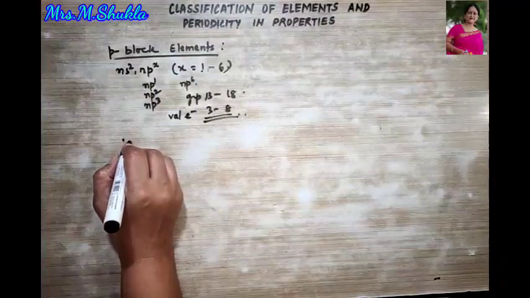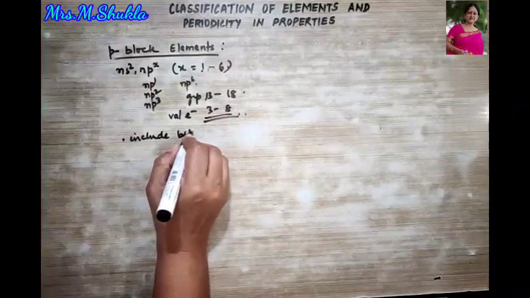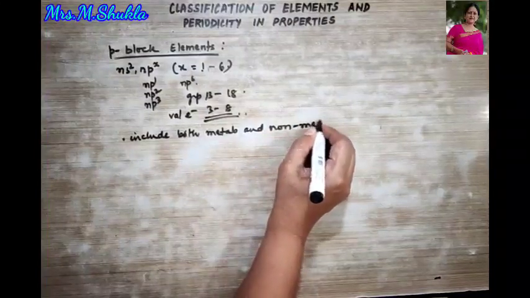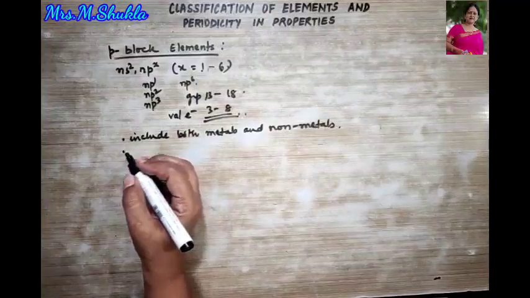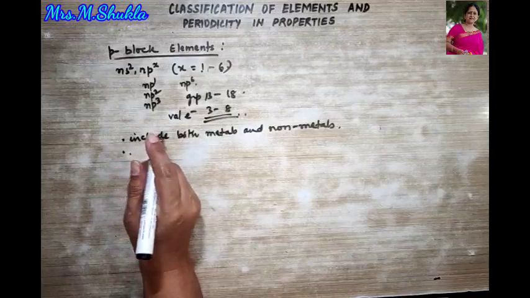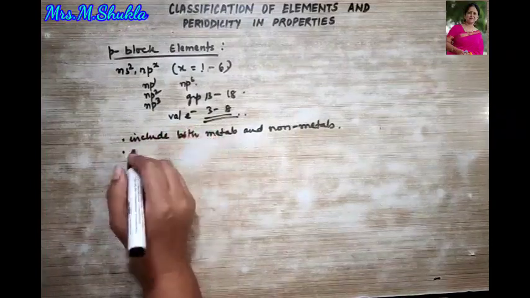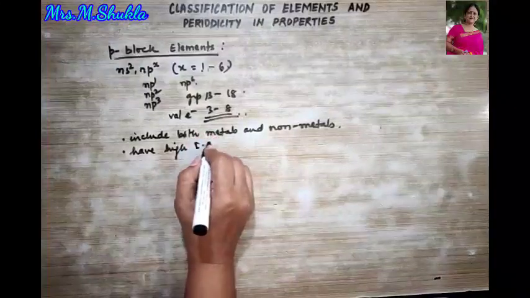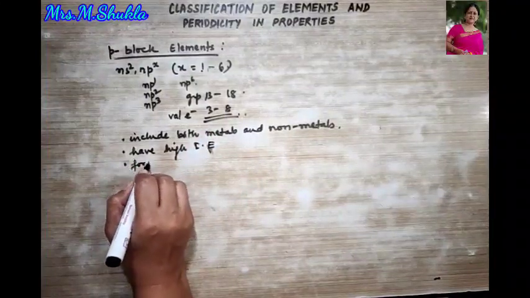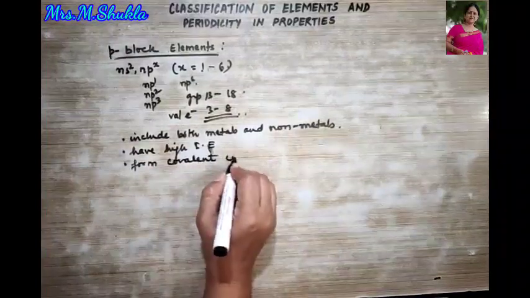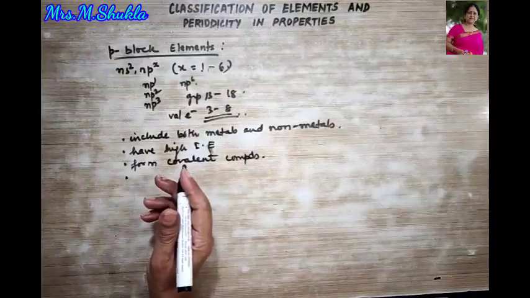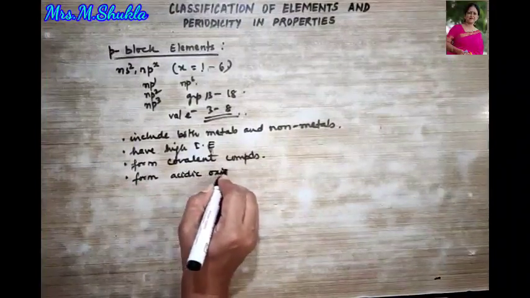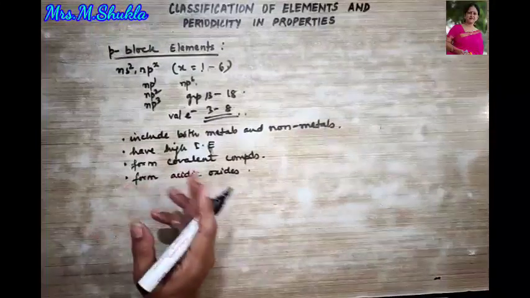They include both metals and non-metals. Okay. Then what else do we know about it? They have high ionization energies, and they also mostly form covalent compounds. Then they also form acidic oxides. Then they also show variable oxidation states.